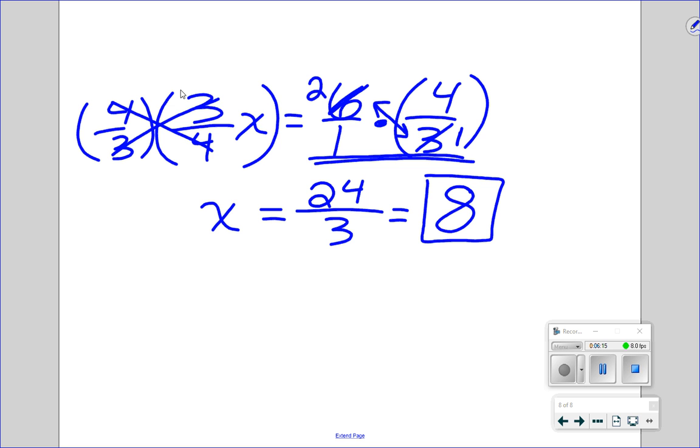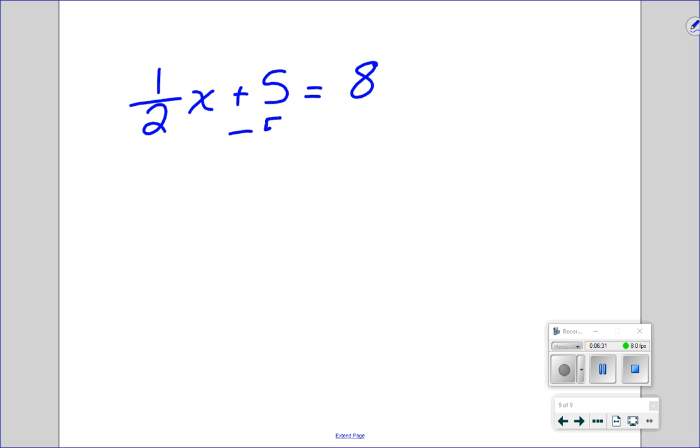Okay, so let's try this with a two-step equation. Two-step meaning I have, let's see, 1/2 x plus 5 equals 8. So this is a pretty simple two-step. So same thing, we're just going to go through the process that we normally do. We subtract 5. We have to get rid of the 5 first. The 5's cancel, and I'm left with 1/2 x equals 8 minus 5 gives me 3 on the right side.